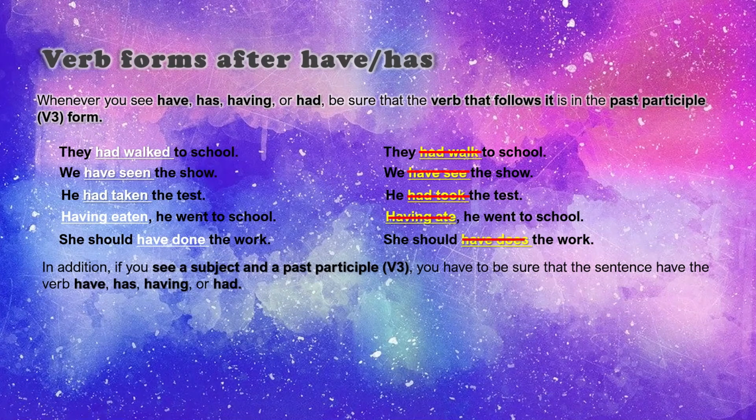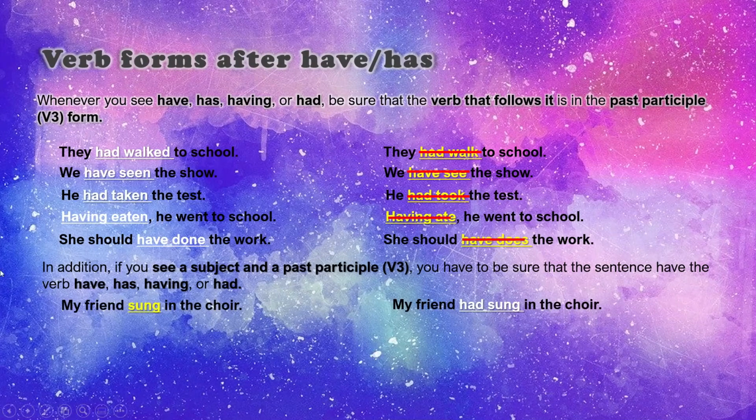And also, if you see a subject and a past participle, you have to make sure that the sentence has the verb have or has or having or had. "My friend sung in the choir." You see, after the subject, there is a verb 3. It just can't do because the verb 3 needs to be paired with have or had or has or having. Therefore this one is incorrect. You need to add had or has or have or having.